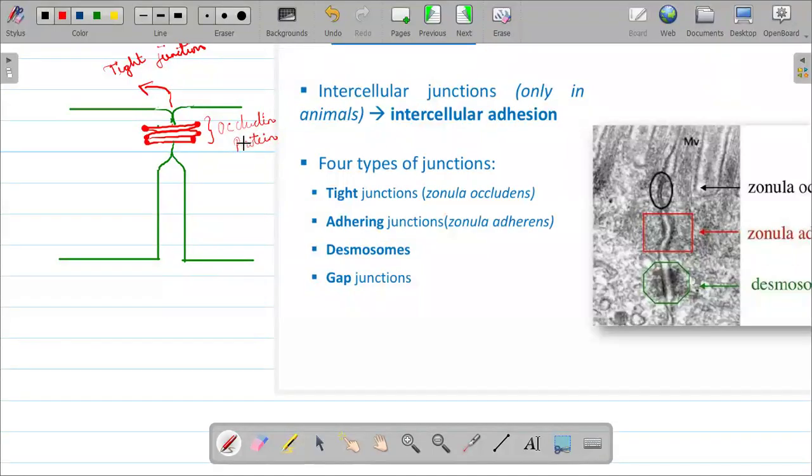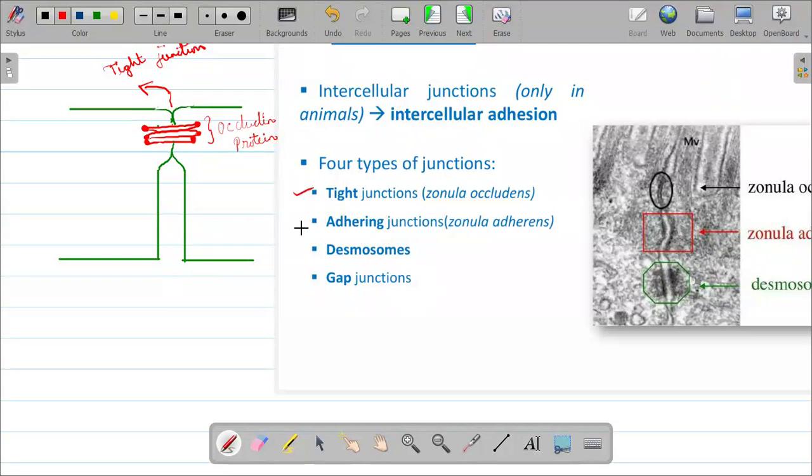So what is the role of this occludin protein? They act like a clip. You have a normal clip, or to join papers we can use a stapler machine. Like holding tight, they bring two cells side by side and make it very tight. Understood? This one is called occludin protein, which helps in tight junction.